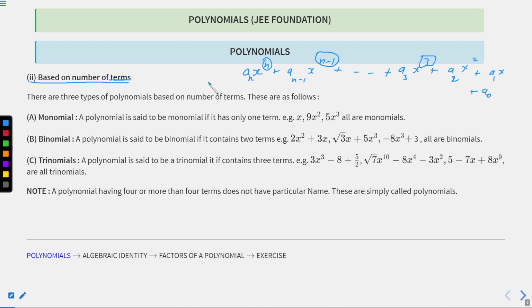Now we all know these a_(n-1), a_3, all these a's are coefficients. And this polynomial is in terms of x. So it is a polynomial in x, and this is my variable. This could take any value, depending on the polynomial.